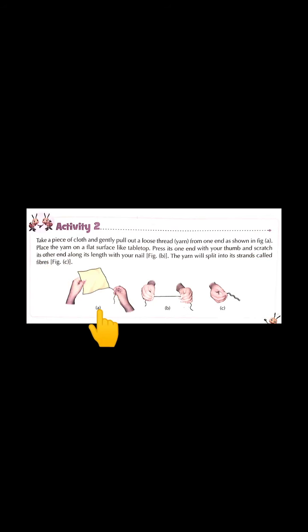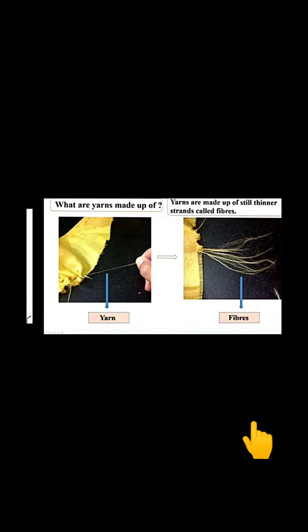So firstly, you have to take out a thread from a cloth, place it on a flat surface, hold one end of the thread with your thumb and scratch the other end with your nail. In part C, you will see that after scratching, the yarn will split into its strands called fibers.